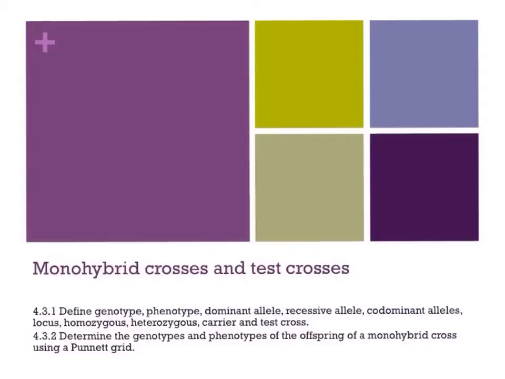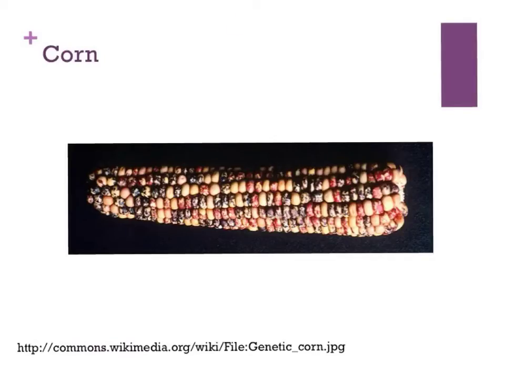Now that you've seen some of the basics of genetics, we're going to go through some monohybrid crosses, which is just for one trait, and some test crosses where you can try to figure out what an unknown parent is. So for example, here is some corn. Not the type of corn you normally see at the store.